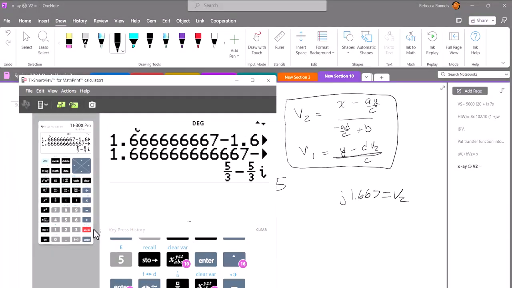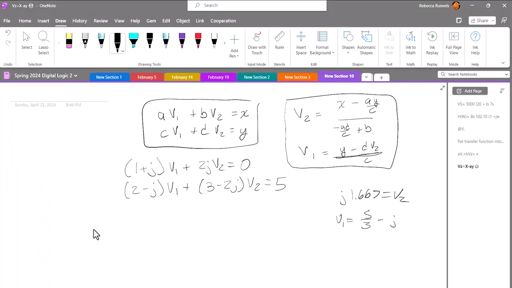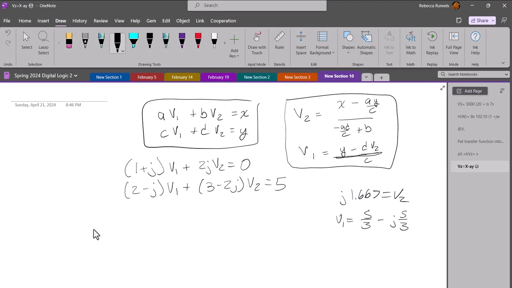And then if I were to check that out, no, I don't want to check it out. I checked it earlier. It does work. So plug those back in. It does solve those equations.